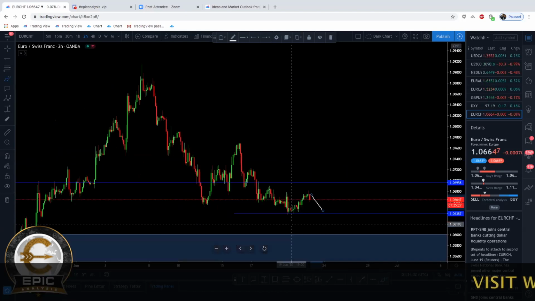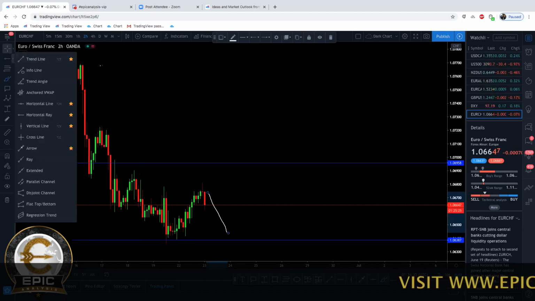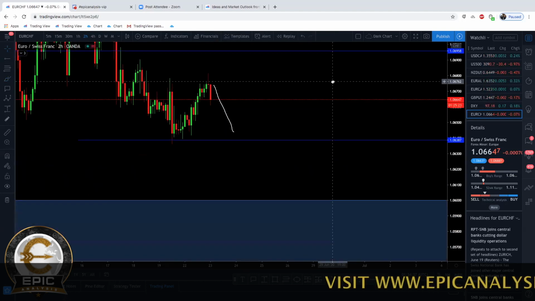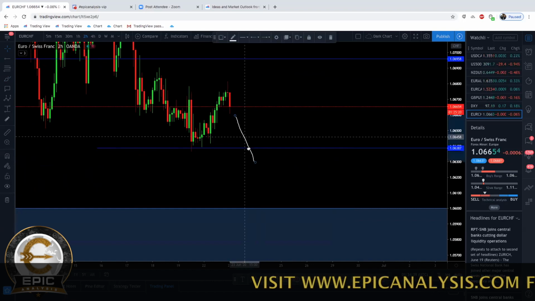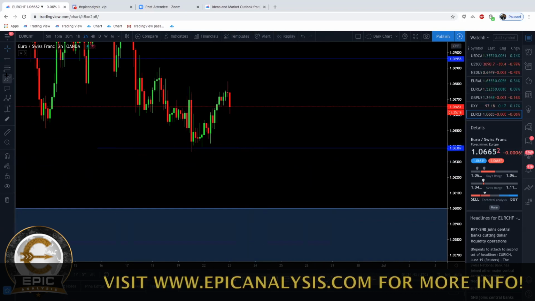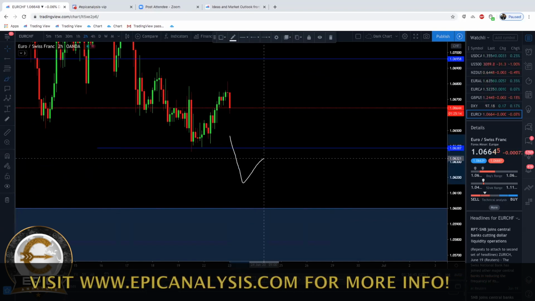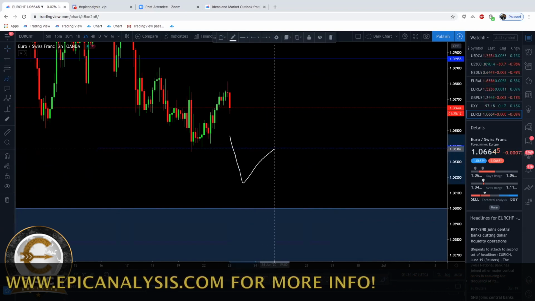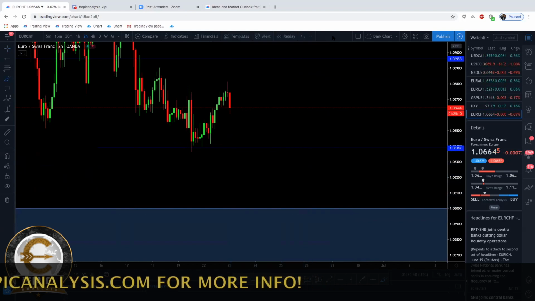But if price was to come down here and actually break this support, then it's going to go lower. So something like this, you'd like to see if you get your retest or your pullback, and then just continue it back down.